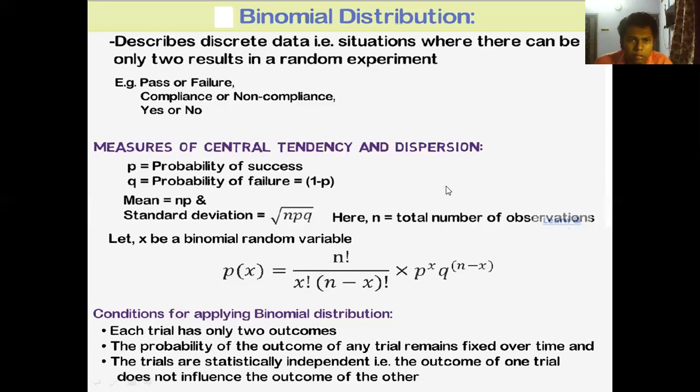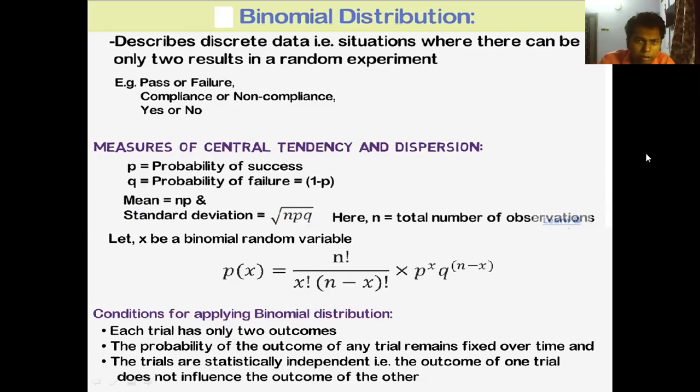And in binomial distribution, if P is equal to the probability of success, then Q becomes the probability of failure. Or alternatively, if P is equal to the probability of failure, then Q is equal to the probability of success. So Q is given by Q = 1 - P. Okay. So what will be the mean? In case of binomial distribution, the mean is equal to NP and the standard deviation is equal to root NPQ.